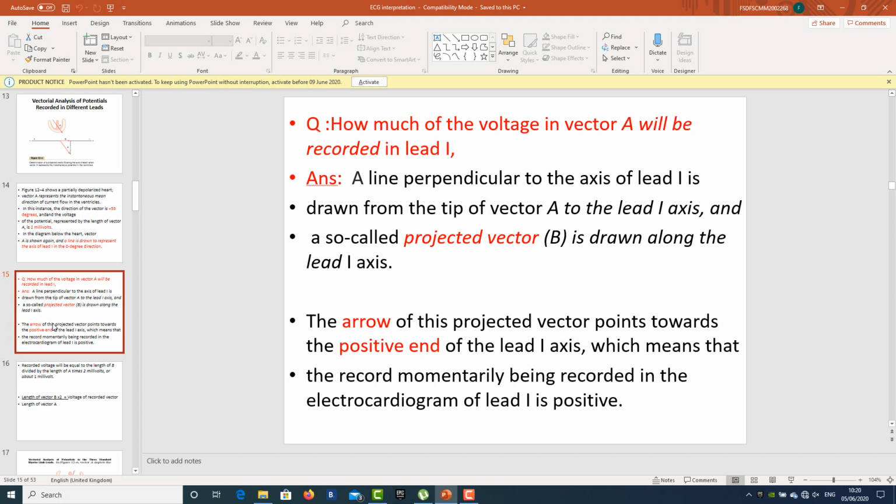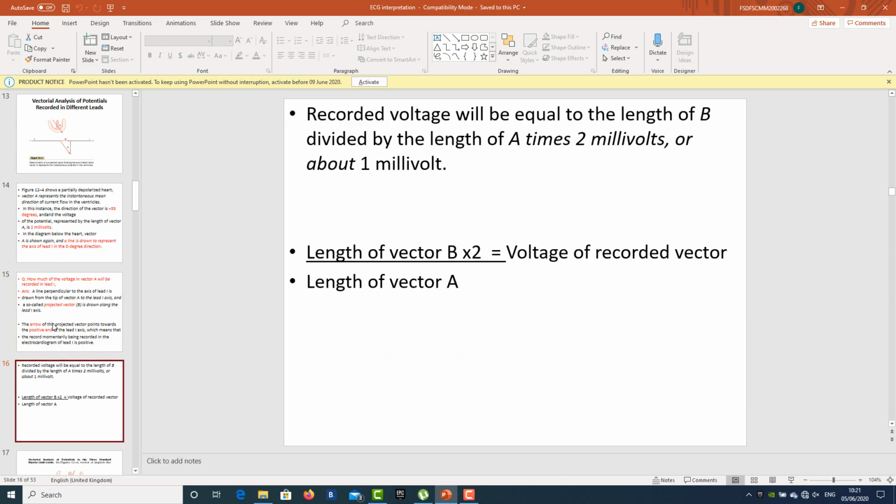A line perpendicular to the axis of lead 1 is drawn from the tip of vector A to the lead 1 axis, and the projected vector B is drawn along the lead 1 axis. The arrow of this projected vector points towards the positive end of the lead 1 axis, which means that the record momentarily being recorded in the electrocardiogram of lead 1 is positive. Recorded voltage will be equal to the length of B divided by the length of A times 2 millivolts, or about 1 millivolt.